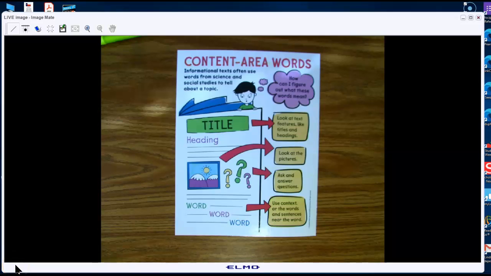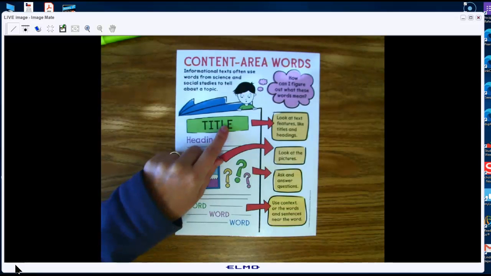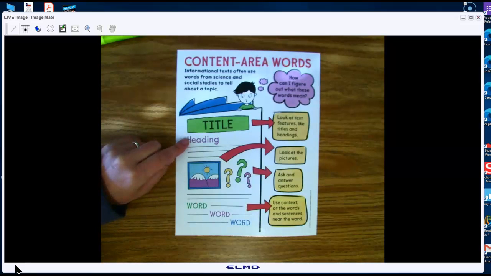Content area, and context clues in the past. So this week we're going to review them. Informational text, that's non-fiction books, often use words from science and social studies to tell about a topic. So how can we figure out what these words mean? Well, we can look at the title. The title might help us. We can look at headings. We learned what headings mean. So text features like titles and headings can help us understand what they mean.